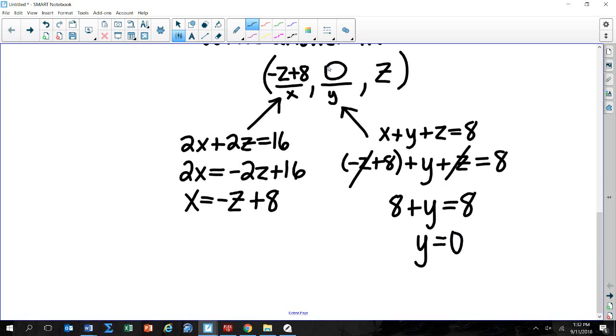So now I should be able to give you any value for z, and you can tell me a bunch of different points. If z is 2, then that means we're going to have 6, 0, 2. If z is 100, that means we would have negative 92, comma 0, comma 100. You can have an infinite amount of points, depending on what z is. So that's the idea.